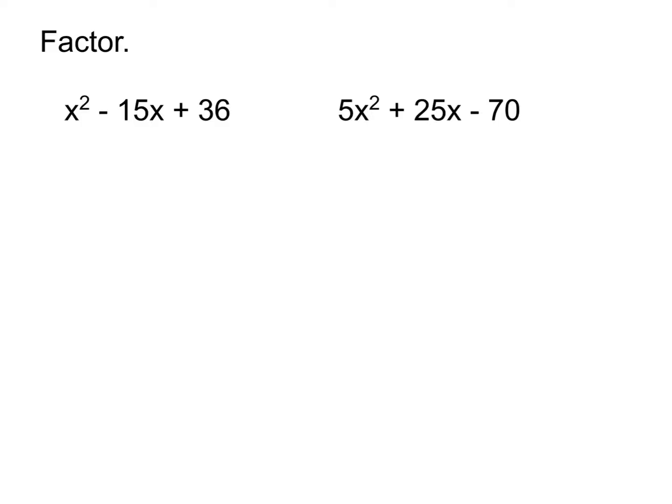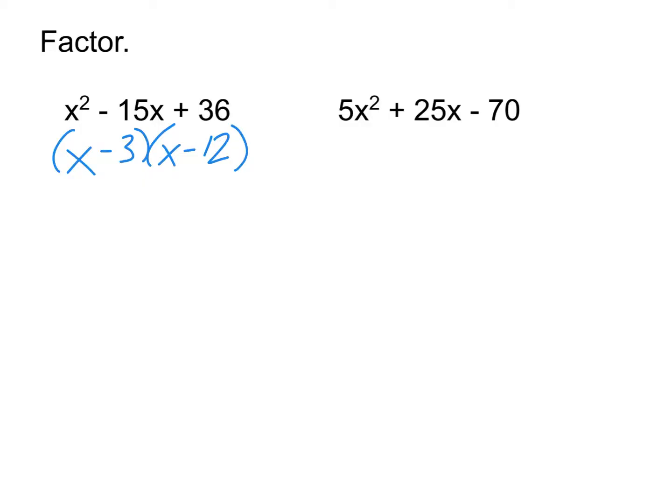So for the first one, in order to factor that, notice it's just a plain old x squared, which makes our lives easier. So we see what adds to negative 15 and multiplies to 36. And those two numbers are negative 3 and negative 12. So there's our factored form. That one's factored now. All done.